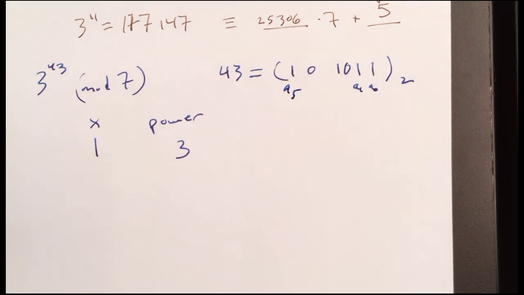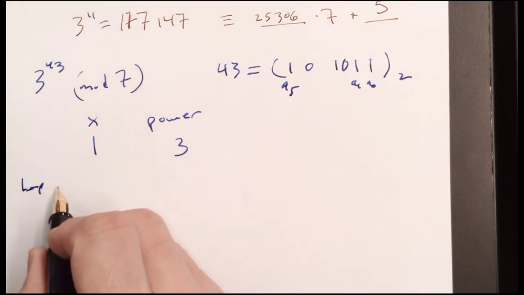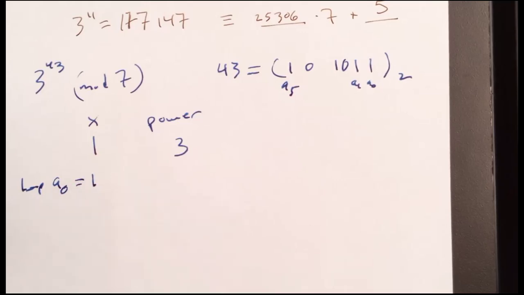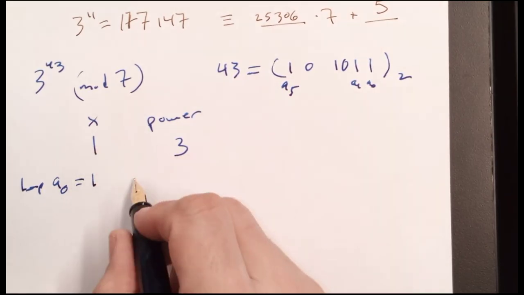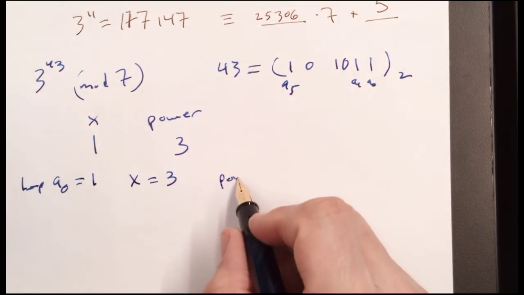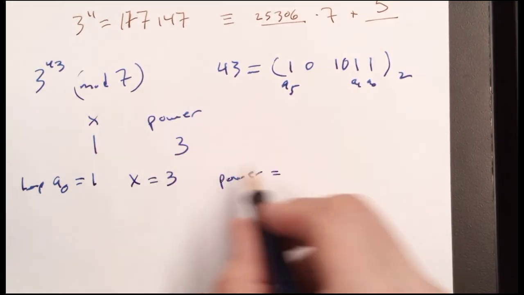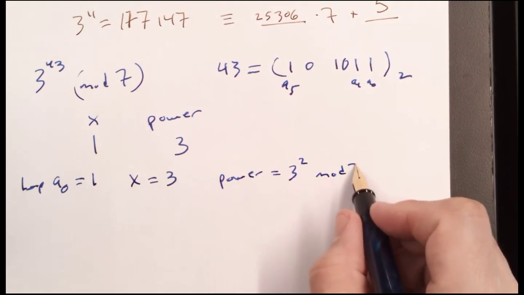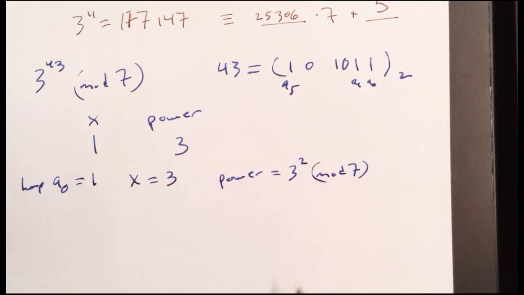So this is where we start. And now we read our loop. If A0 is 1, so what do I do? I take x times the power and I replace it. I take power times power and replace that, once I mod 7 on both of these calculations.